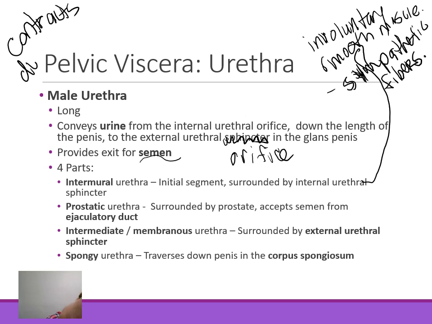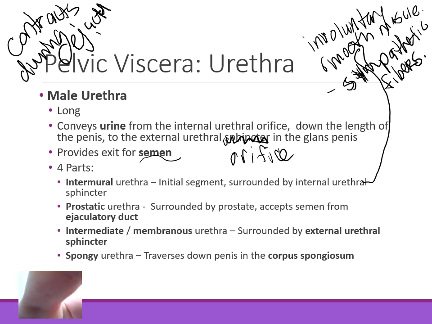It contracts during ejaculation. And the reason that it contracts during ejaculation is to prevent retrograde flow of semen into the bladder. The intramural urethra then is that first part that goes through the internal urethral sphincter. The next section is the prostatic urethra. The prostatic urethra goes through the prostate. This is the part of the urethra that accepts semen from the ejaculatory duct during ejaculation.